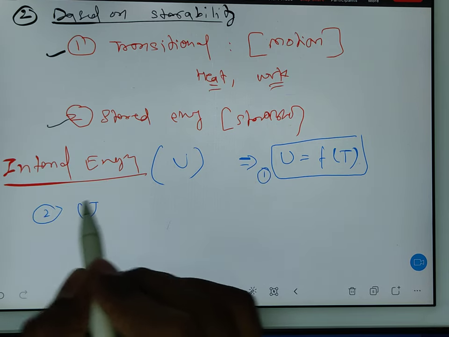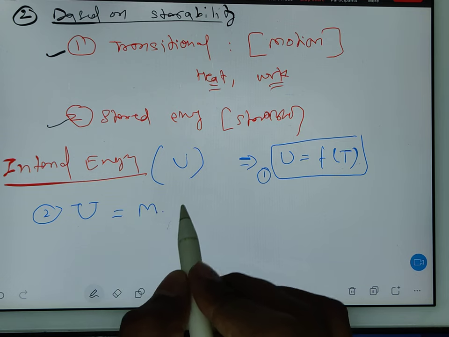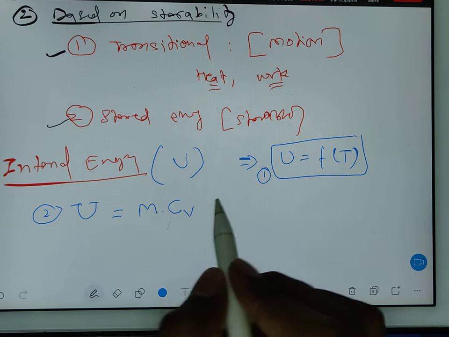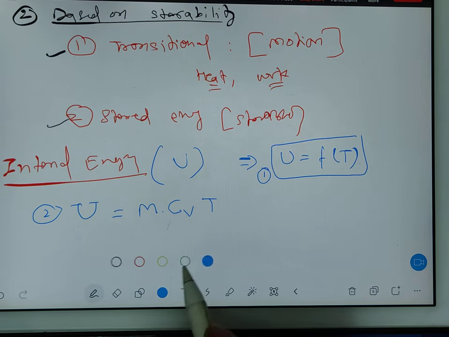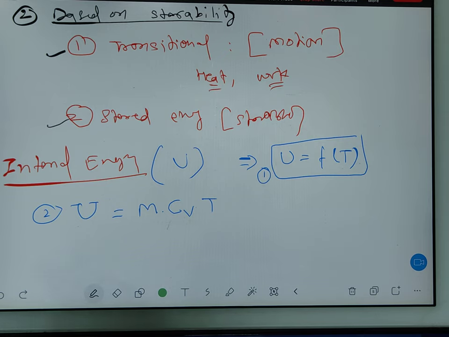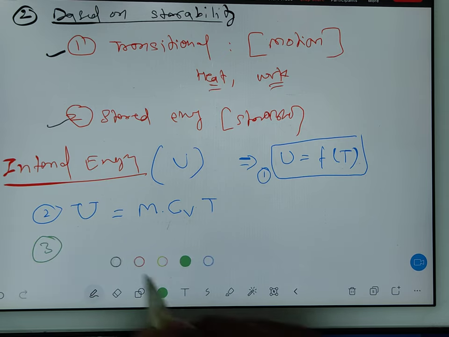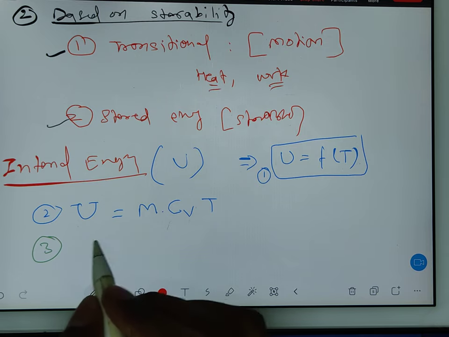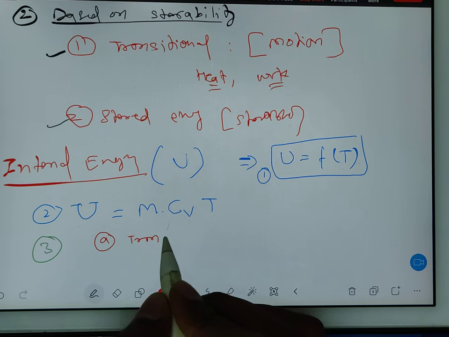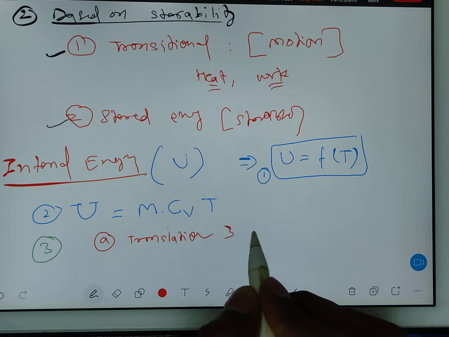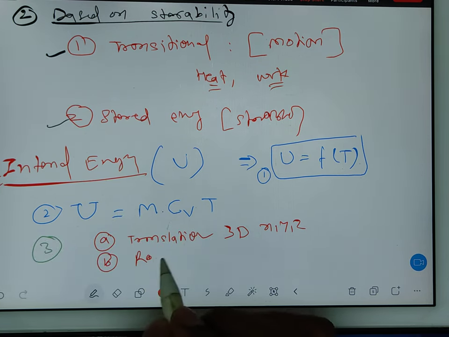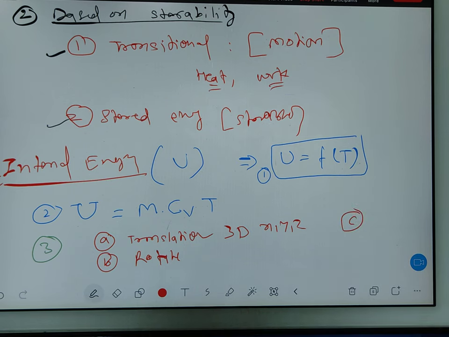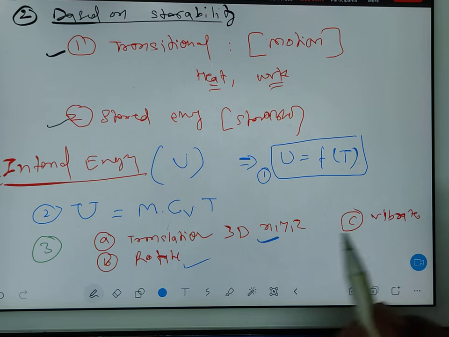Second point, internal energy has its own fundamental formula: mass of the gas into specific heat at constant volume into whatever temperature is available. If you multiply these three things, you will have internal energy. Now, what is the role of internal energy? Because of internal energy only, your molecules will show translation motion in 3D, meaning in XYZ direction. Because of internal energy only, those molecules will rotate. Because of internal energy only, those molecules will show vibration motion. They can vibrate. So these are the degrees of freedom of the molecules.